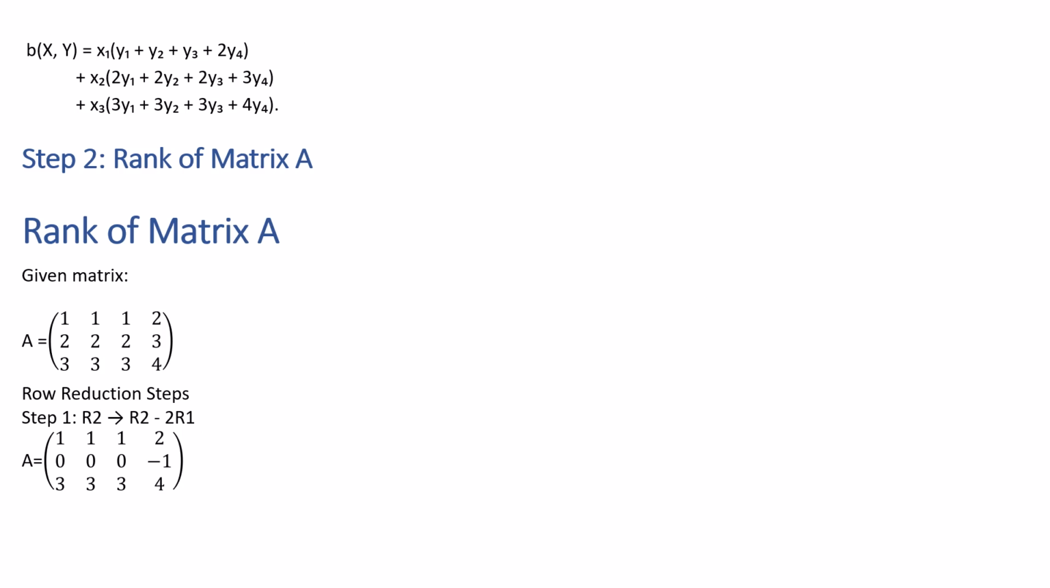When you do that, you use your X to multiply the products that you get from it. So you have B of X comma Y equals x1 of (y1 plus y2 plus y3 plus 2y4), then plus x2 of (2y1 plus 2y2 plus 2y3 plus 3y4), plus x3 of (3y1 plus 3y2 plus 3y3 plus 4y4).